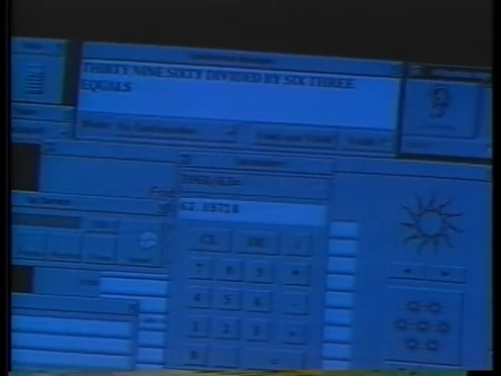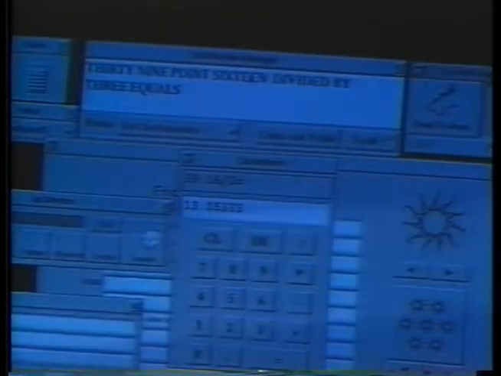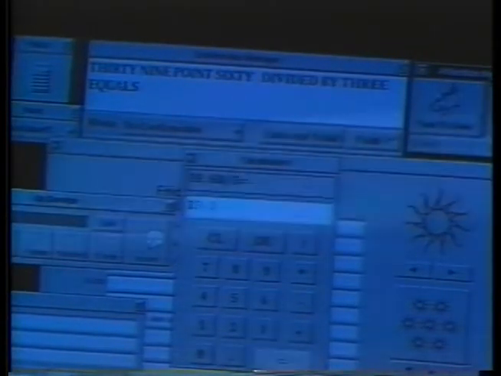Calculator. $39.60 divided by 3 equals. Clear. $39.60 divided by 3 equals. $13.20. So don't forget to bring your money.